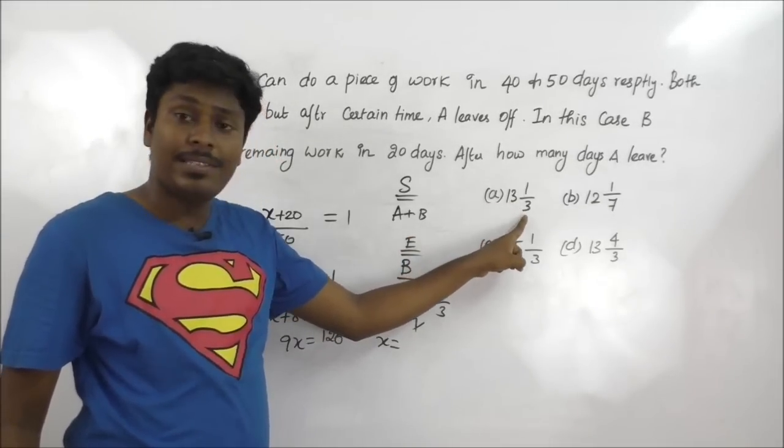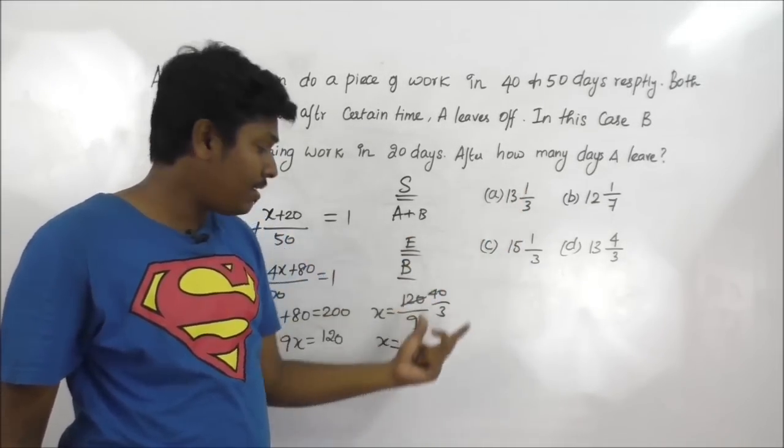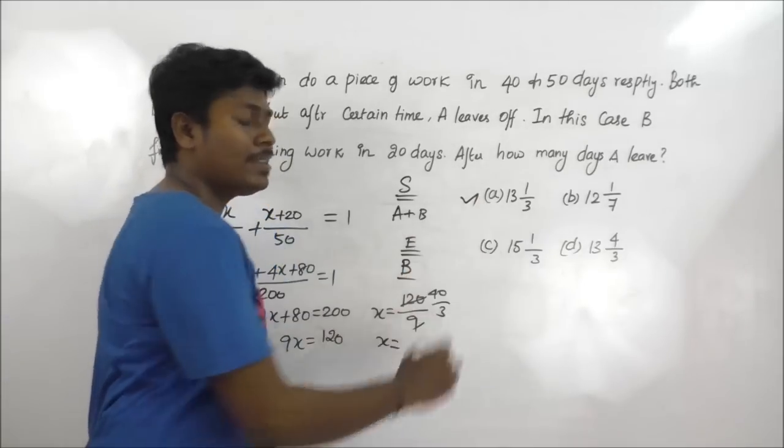So 40 by 3 is the option we can go for. 13 into 3 is 39, 39 plus 1 is 40. So 40 by 3. The option A will be the answer.